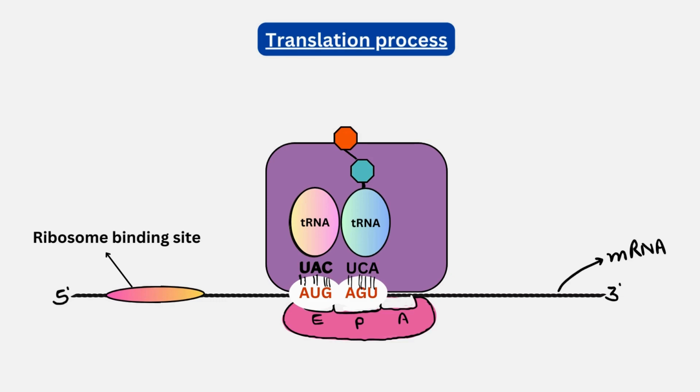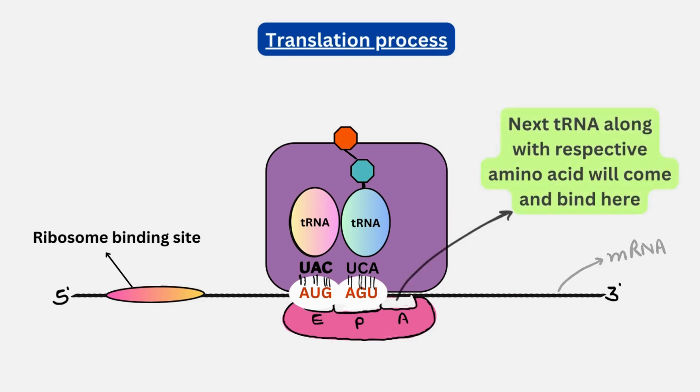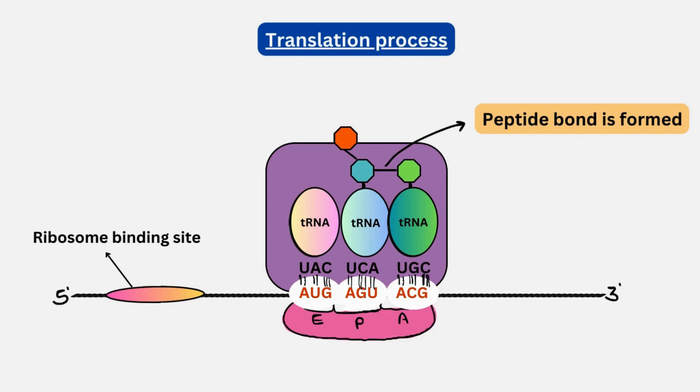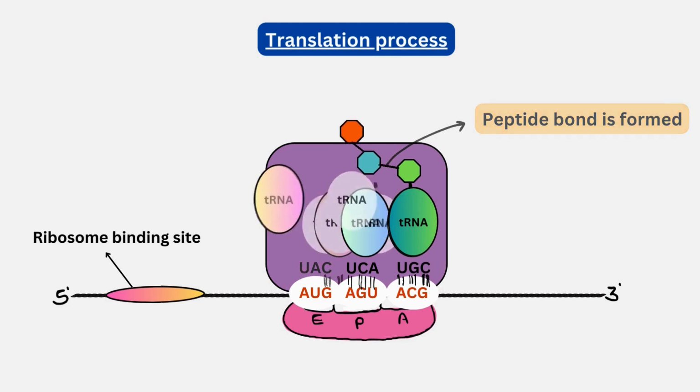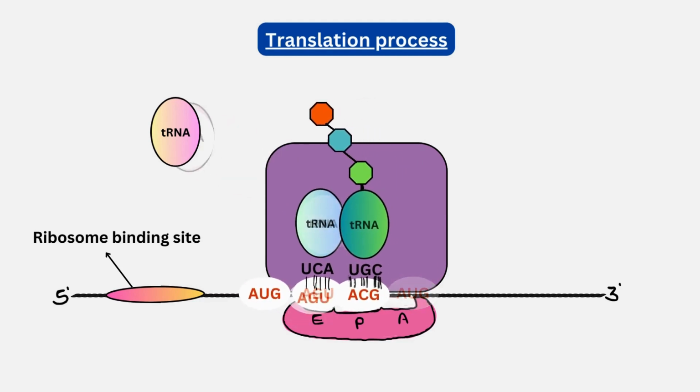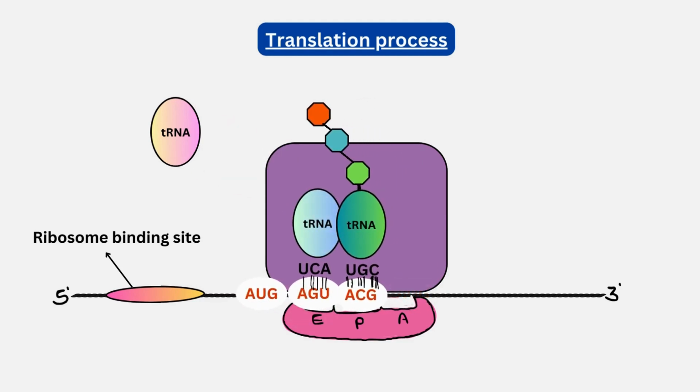So the A site will become vacant, and this vacant A site will be occupied by the next tRNA along with its respective amino acid. Now the peptide bond will form between the respective amino acids. Now, as the ribosome keeps on moving forward, the tRNA present in the E site will be released and the A site again will become vacant.